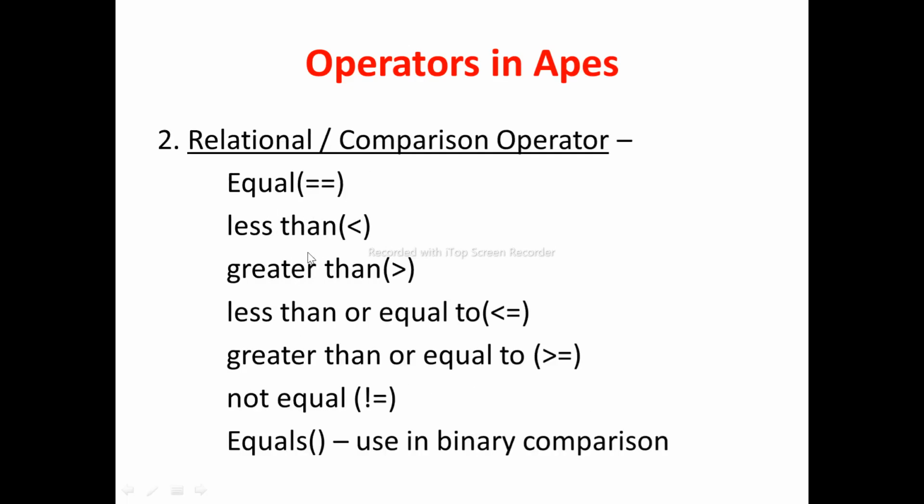Next operators are relational or comparison operators. In that, the first ones are equal, less than, greater than, less than or equal to, greater than or equal to, not equal, and the last one is equals. Equals is used in binary comparison.